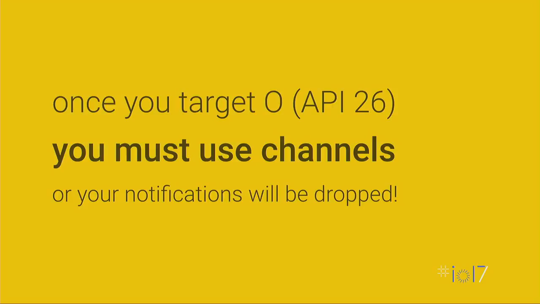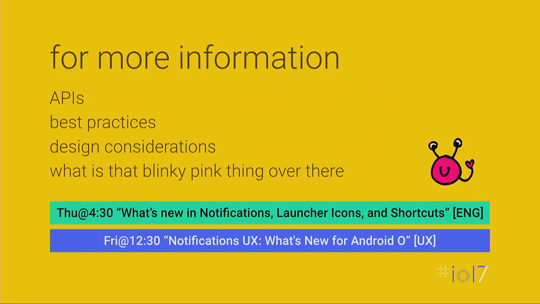Once you target O, if you take nothing else away from my 2 minutes here, take away this: you have to use channels for every notification, or they will be dropped. So until you target O, you can start slowly evolving your notification system over to channels. Once you target O, they have to all be channelized, because we're trying to get to a consistent experience where the user knows what they're going to get. And we're going to talk about that and a lot of other great stuff, including design considerations, all the code that I didn't put up there, whatever that little blinky thing is over there, on this talk at 4:30 tomorrow.